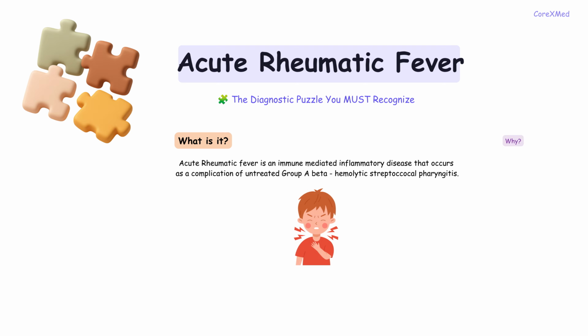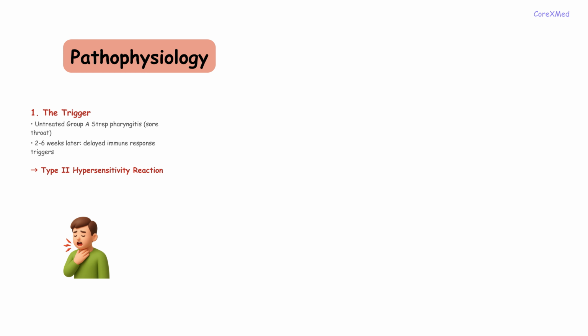So, why does an immune-mediated disease affect the heart and joints so aggressively? To understand that, we need to dive into the pathophysiology. It always starts with a simple, untreated sore throat caused by group A beta hemolytic streptococcal infection. You get over the sore throat, but 2 to 6 weeks later, your immune system initiates a massive mistake, a type 2 hypersensitivity reaction.